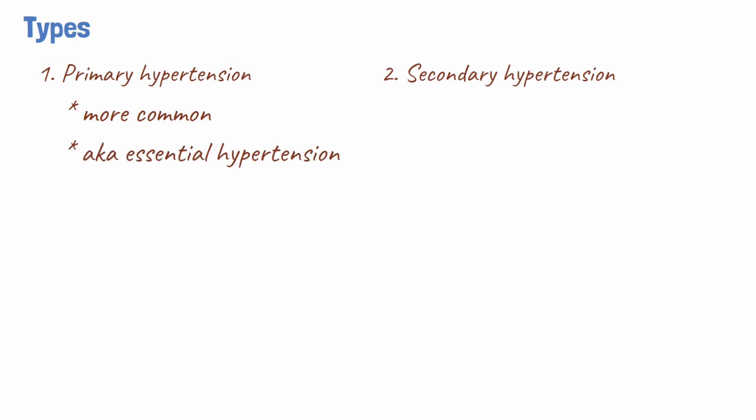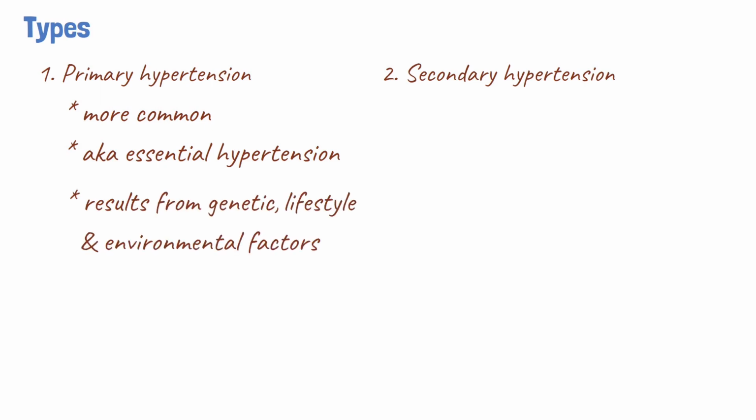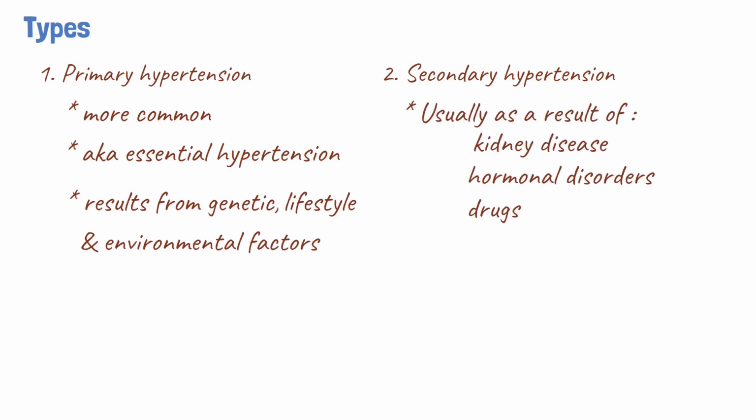It has no apparent cause. It usually results from a combination of genetic, lifestyle, and environmental factors. Secondary hypertension is caused by underlying medical conditions such as kidney disease, hormonal disorders, or certain medications. This form of hypertension is common in the pediatric population. Treating the underlying cause can often manage this type of hypertension.